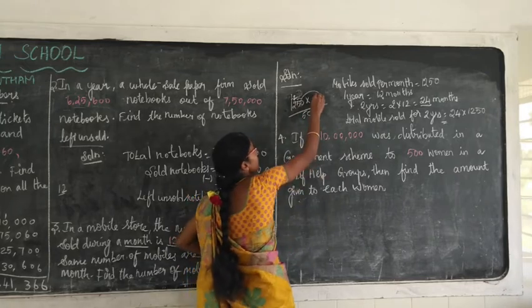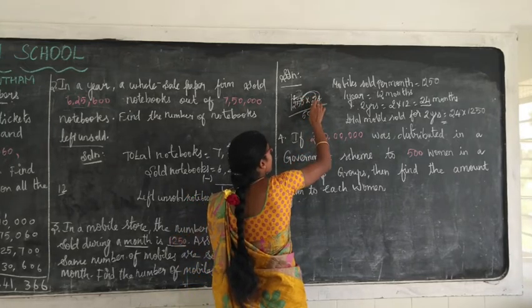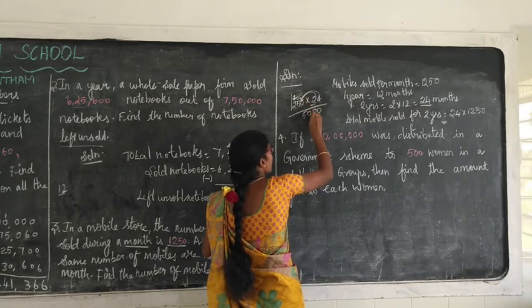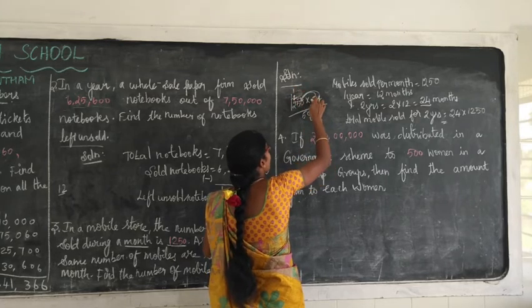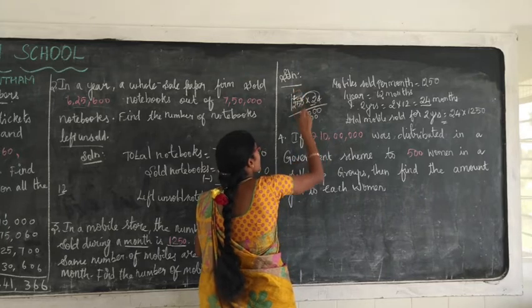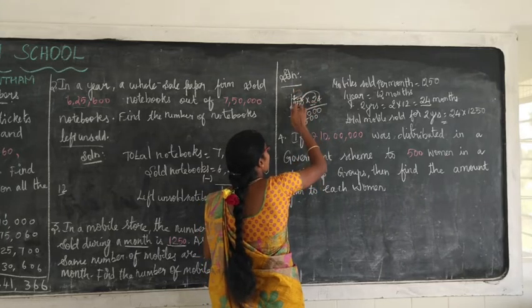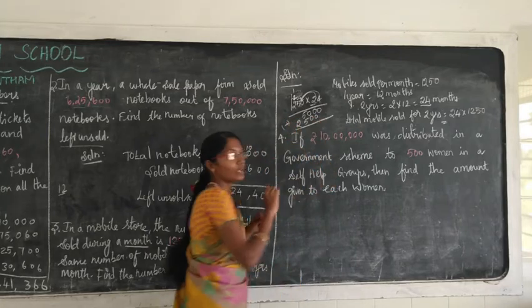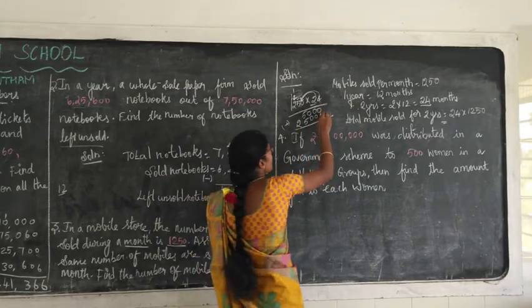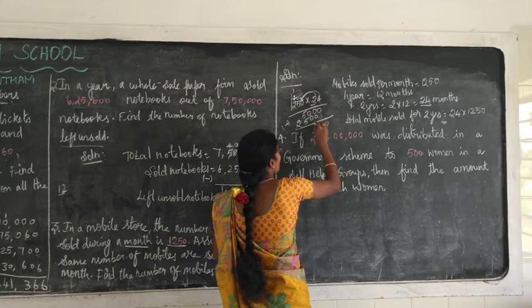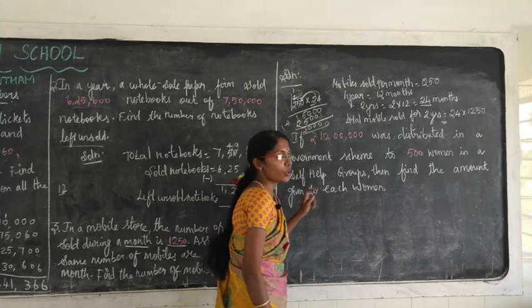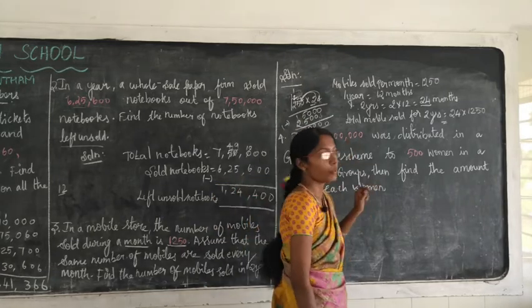Next, you have to take 2. 2 zeros are 0. 2 fives are 10, carry 1. 2 twos are 4, 4 plus 1, 5. 2 ones are 2. So what do we have to do here? Here we have to add. So 0, 0, 0. 5 plus 5, 10, carry 1. 2 plus 1, 3. How many mobiles did they sell in 24 months? That is 2 years.